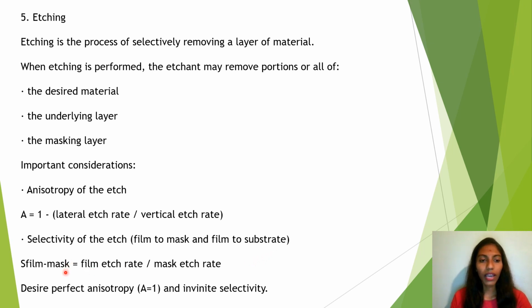S film-mask is equal to the film etch rate divided by the mask etch rate. Selectivity of etch: the desired is perfect anisotropy, A equals 1, and infinite selectivity.